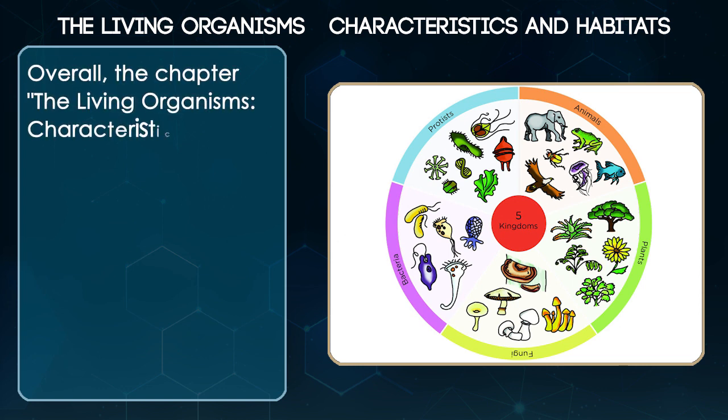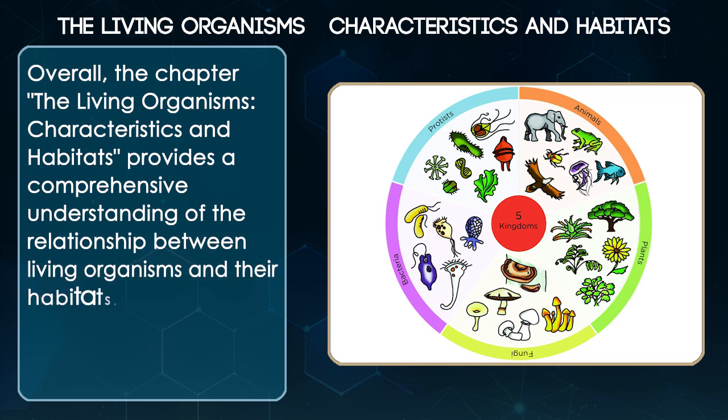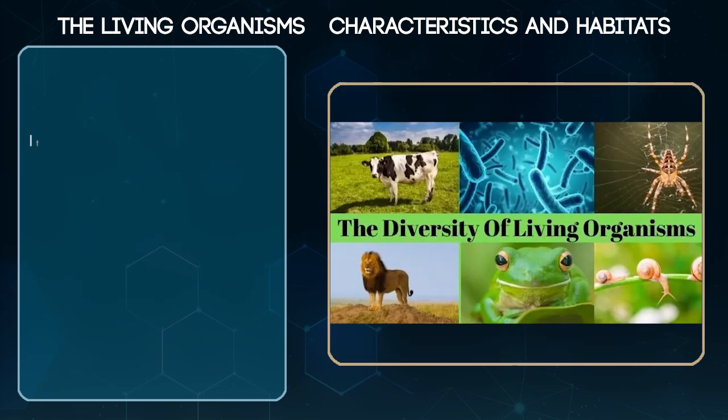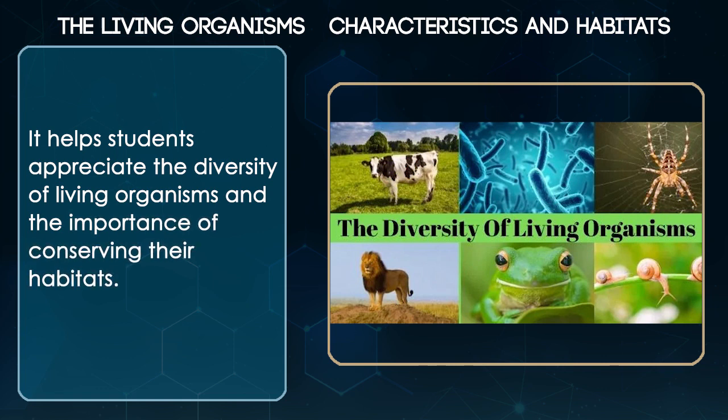Overall, the chapter, The Living Organisms, Characteristics and Habitats, provides a comprehensive understanding of the relationship between living organisms and their habitats, the different types of habitats, and the adaptations of living organisms to their habitats. It helps students appreciate the diversity of living organisms and the importance of conserving their habitats.